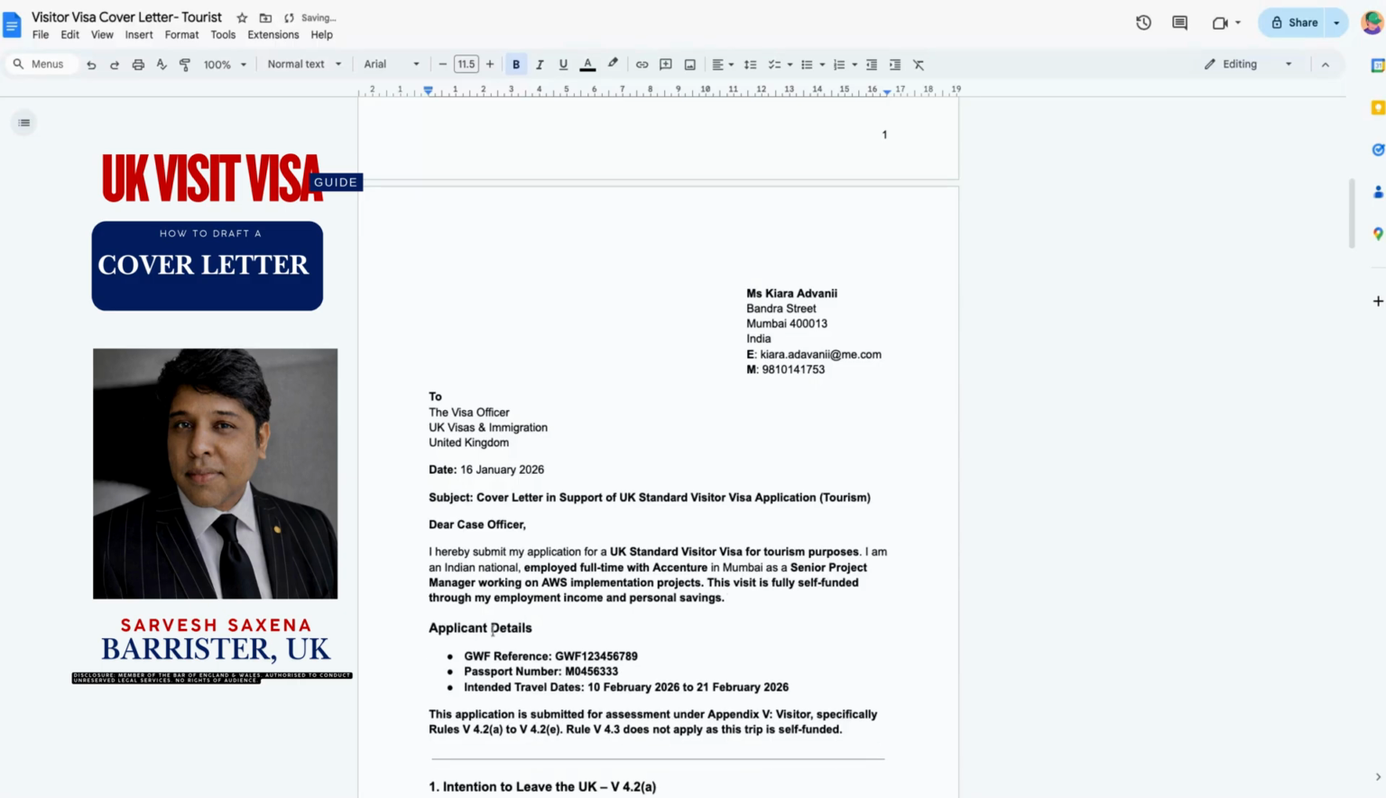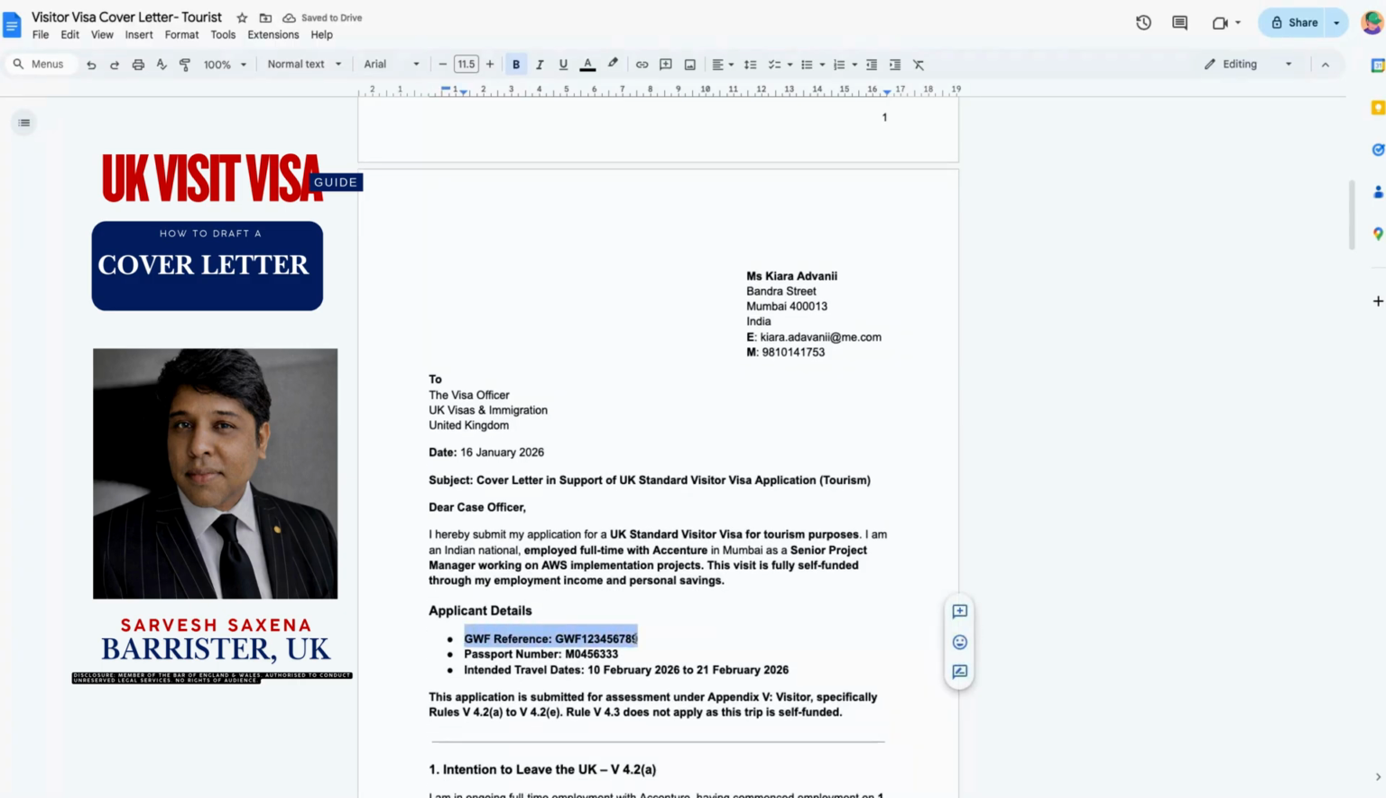Now, you write here your GWF reference number, this is the online reference number. When you fill up the online application form on gov.uk, you make a payment, and you get a unique reference number. That reference number comes here. Then you write your current valid passport number and your intended dates of travel. She is traveling from 10th of February to 21st of February. So these are important details to mention straight away: going for tourist purposes, the dates, the passport number, and that you're employed and self-funded.